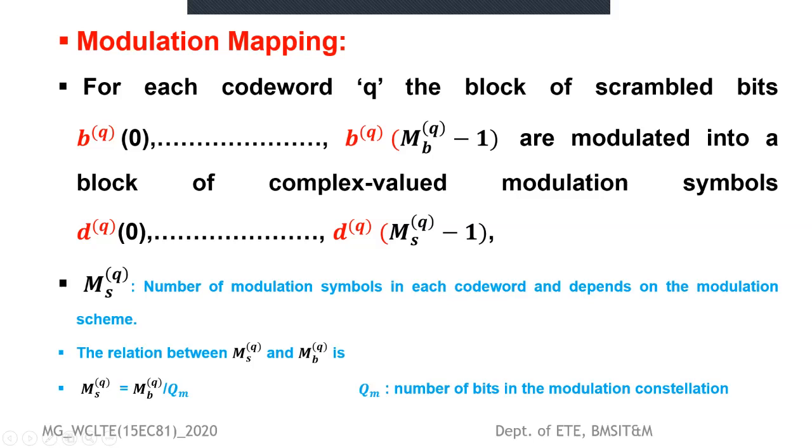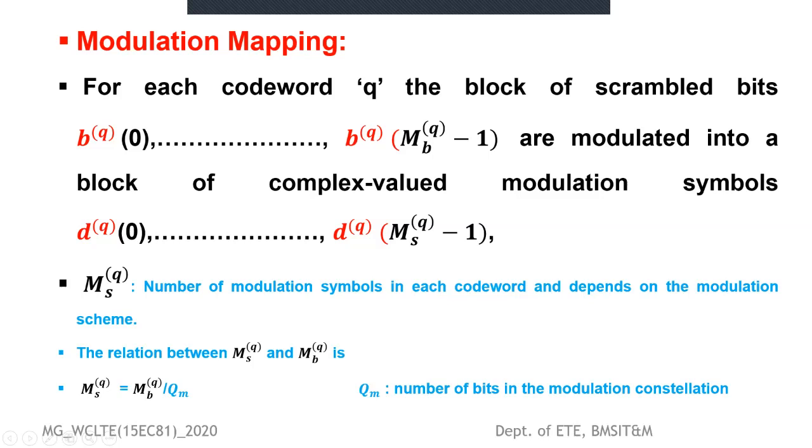These scrambled code word bits, the output of the scrambler, are modulated into a block of complex-valued modulation symbols. The complex-valued modulation symbols are denoted as d^(q)(0) to d^(q)(M_symb^(q) - 1). So M_symb^(q) is nothing but the number of modulation symbols in each code word. The code word is the input of the scrambler, and the output of the scrambler is denoted like this, the scrambled block.